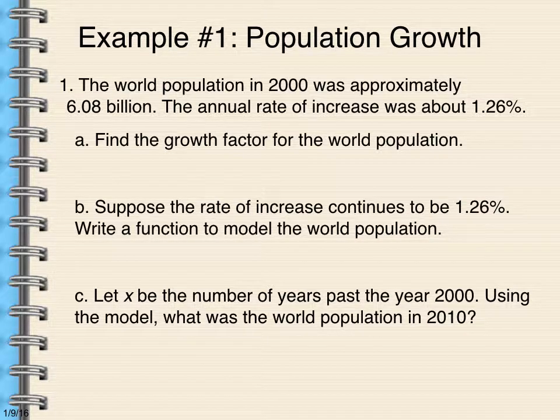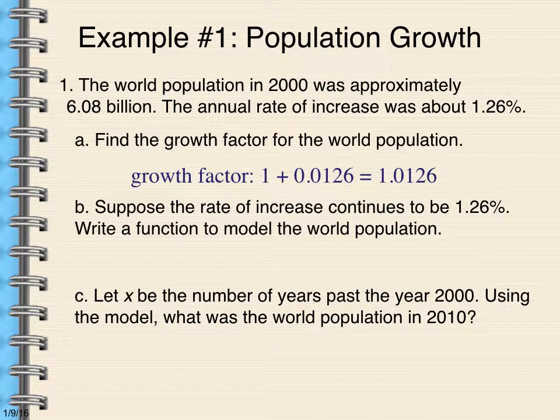So growth factor is the number 1 plus the rate at which it's increasing. We write the rate as a decimal, so it's 1.0126. Now part B says, suppose the rate continues to be this amount. Write a function to model the world population.